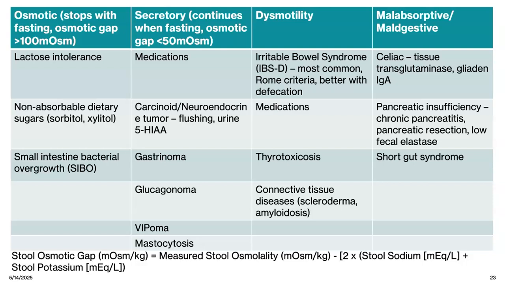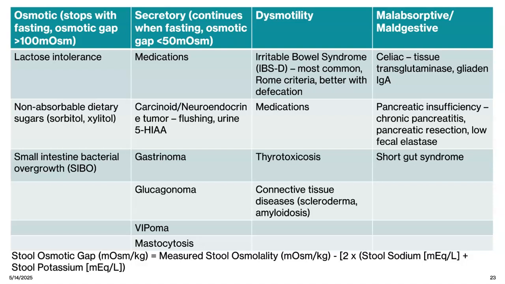Secretory diarrhea can be caused by infections listed 2 slides previously, but can also have non-infectious causes, including systemic mastocytosis and hormone-producing tumors like gastrinoma, glucagonoma, and vipoma. Neuroendocrine tumors causing carcinoid syndrome frequently cause secretory diarrhea as well, in addition to flushing, and the tests used to diagnose this would be urine serotonin or 5-HIAA.